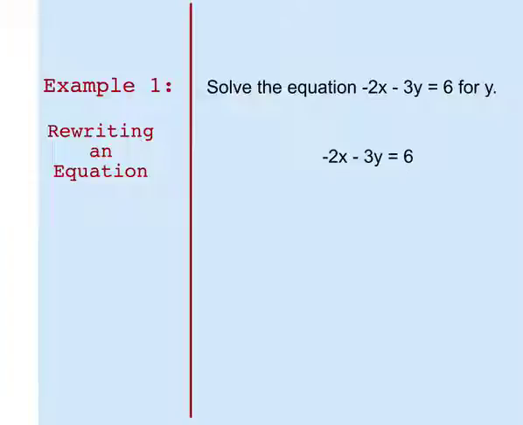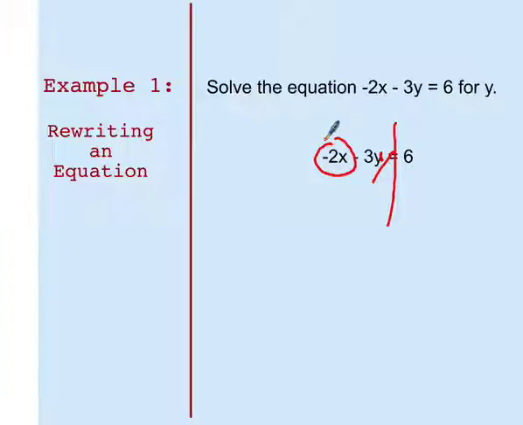Jumping right to the first equation, we are to solve negative 2x minus 3y equals 6 for y. So you need to solve for y. It will be in terms of x though. Our goal is to get the y by itself. Not very calibrated here, but I'll work with it.